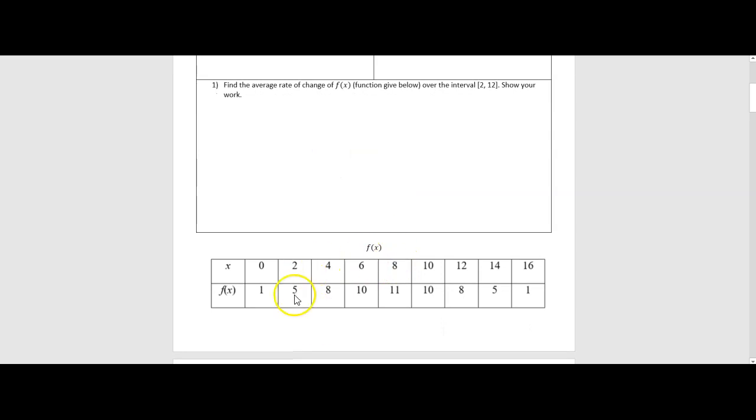So f of x is given below in a table. This is a differentiable function, so you can assume that it is continuous. So find the average rate of change of f of x over the interval 2 to 12, and just show me your work below.